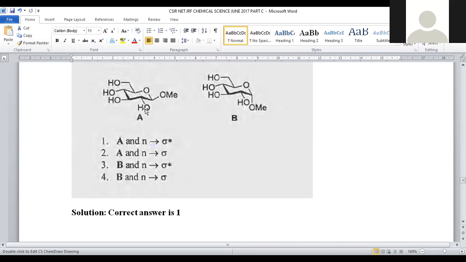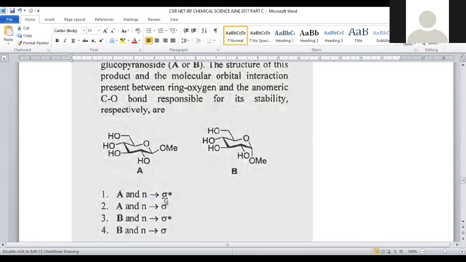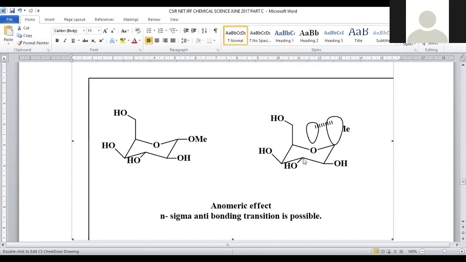So which compound is stable among these two? They're asking two questions in the problem. One is which is the more stable anomer. So anomer 1 will be more stable when compared to B, because here the equatorial orientation will give high stability. And the second is the n to sigma star kind of interaction. Right? So this is actually possible among these two.